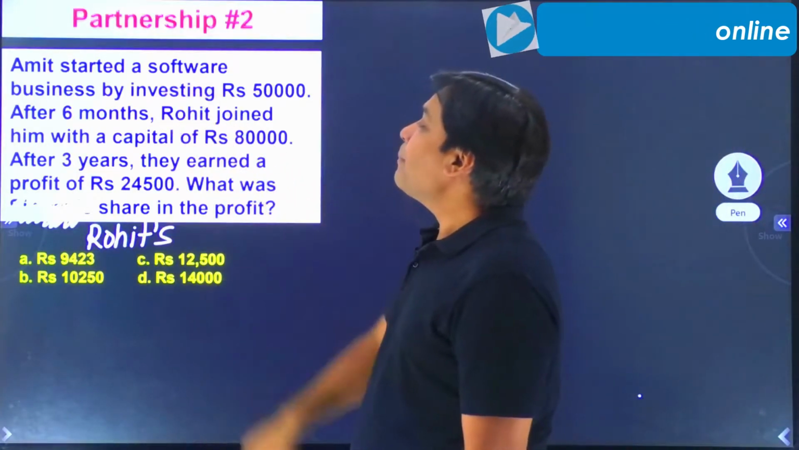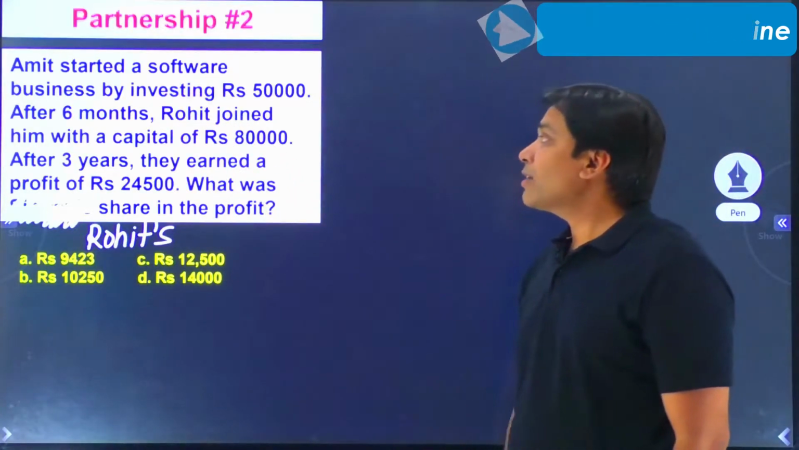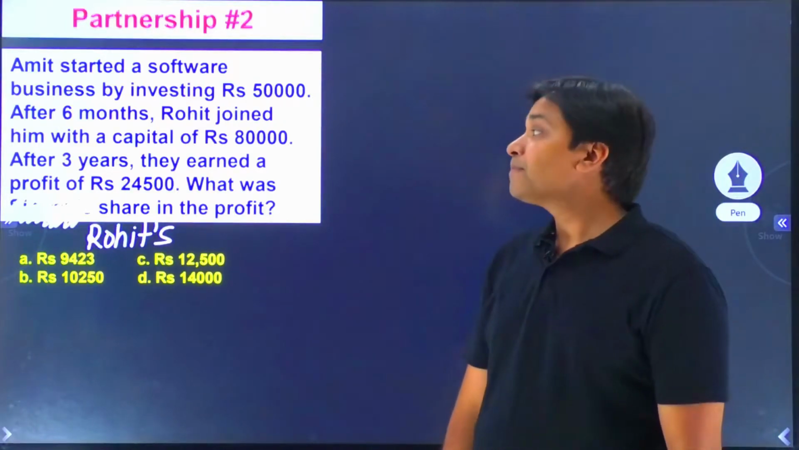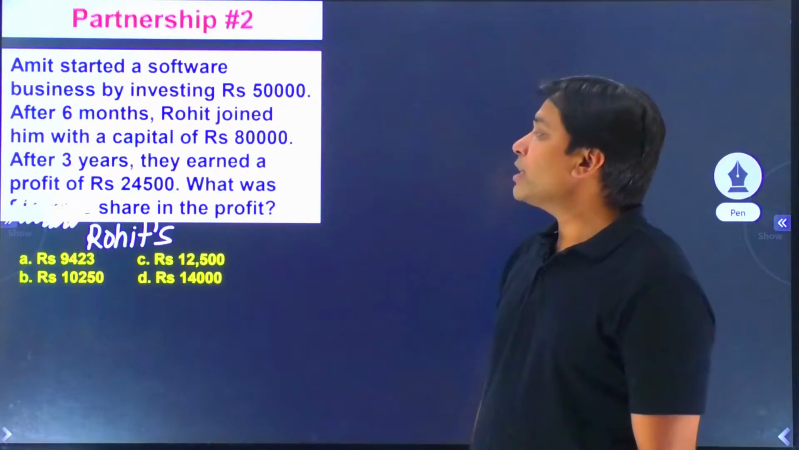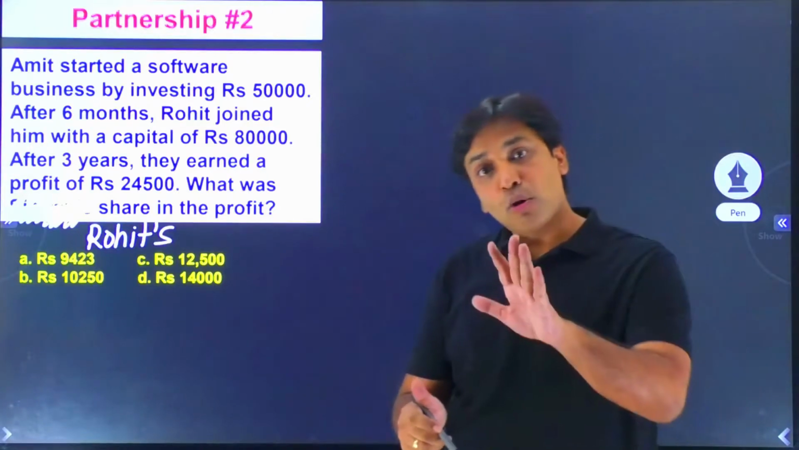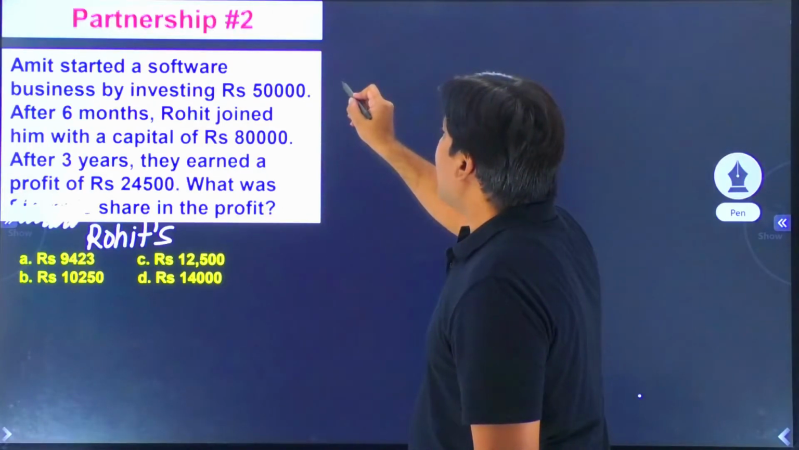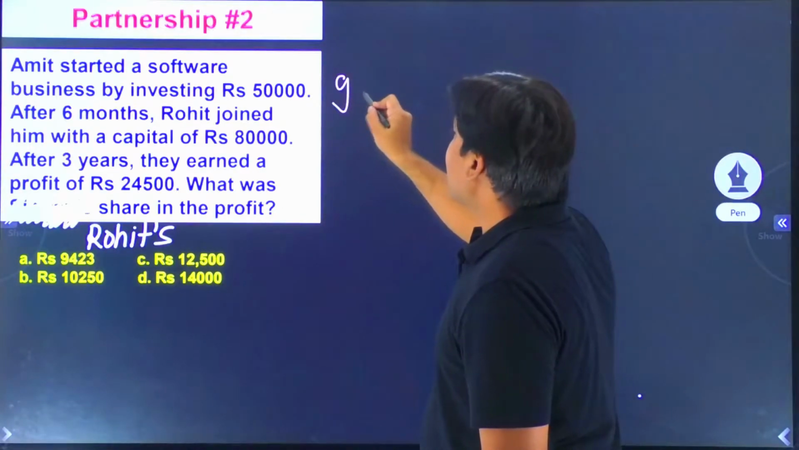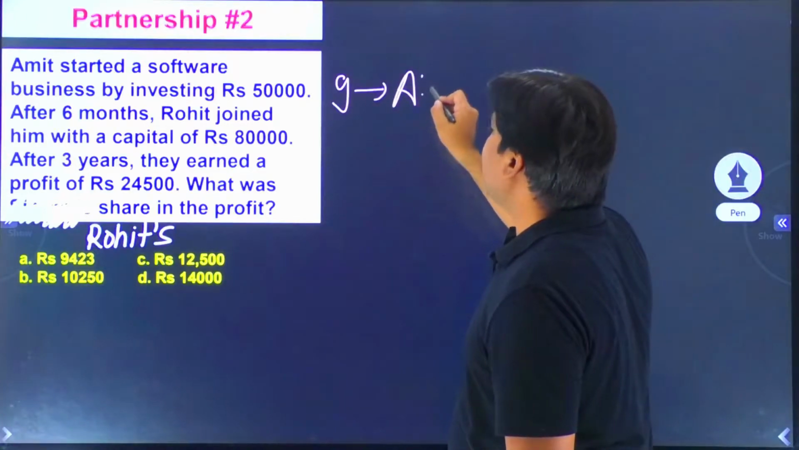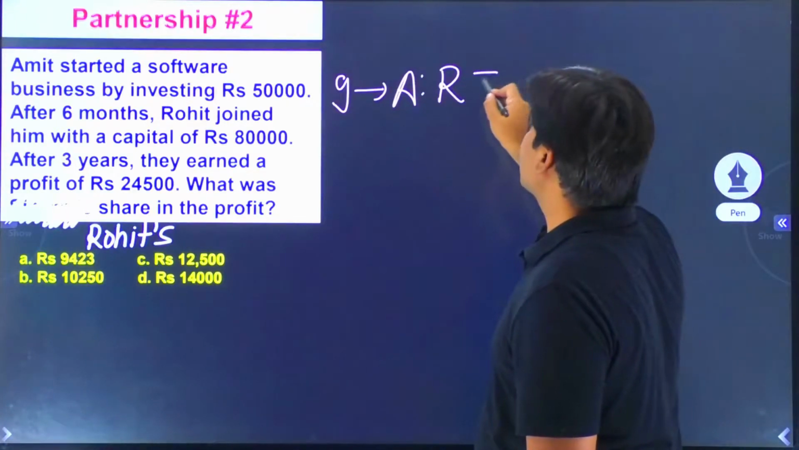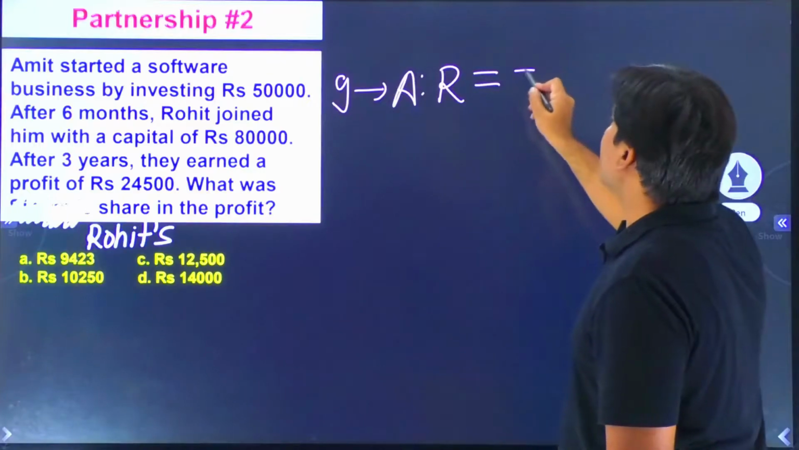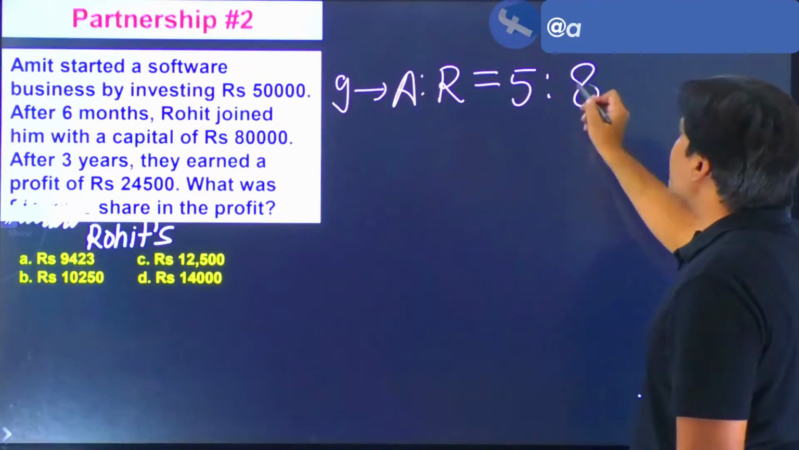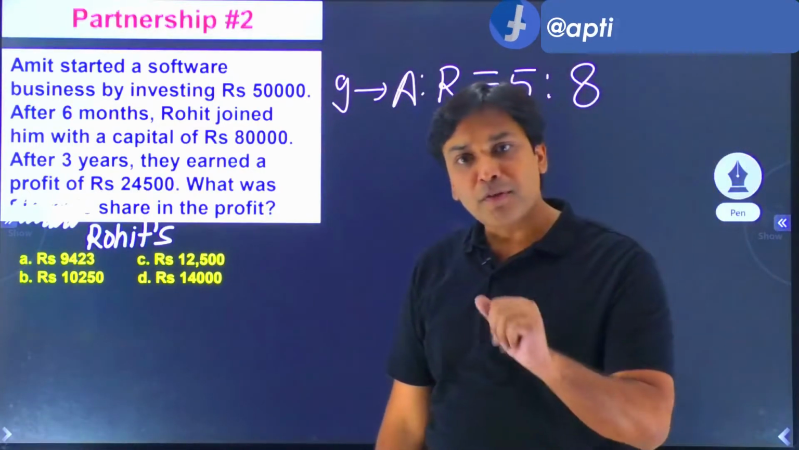It says that Amit started a software business by investing rupees 50,000, right? After 6 months, Rohit is joining him with a capital of 80,000 rupees. So understand, the investment ratio A is to B, Amit and Rohit, it's very simple for you to find out: 5:8. That's the most simple form that you can write.